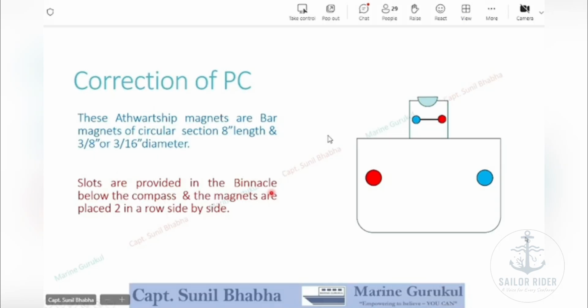Slots are provided in the binnacle below the compass and the magnets are placed 2 in a row side by side. This is exactly as we corrected the permanent B. The only difference was that in permanent B the magnets were placed in the fore and aft direction. In correcting permanent C the magnets are placed in the Athwartship direction.